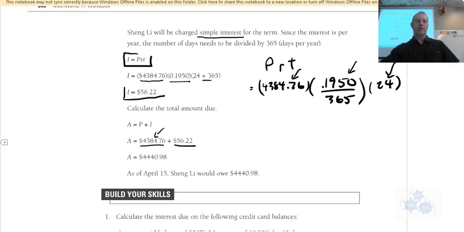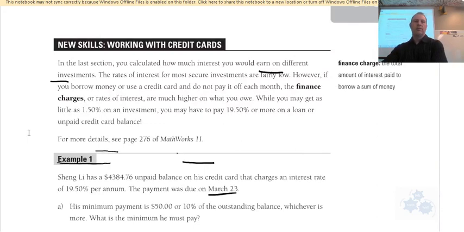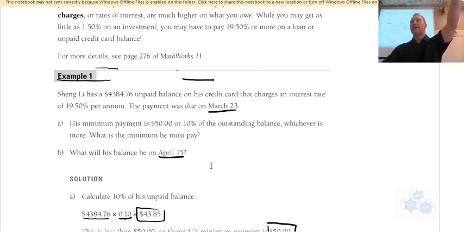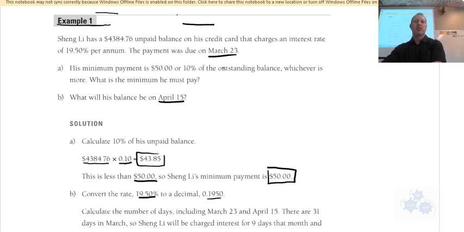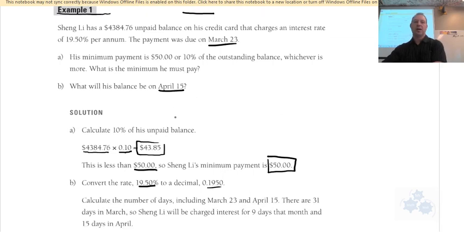Okay, so what did we learn here in this example? Well, first of all, credit cards have a higher interest rate, right? They charge you quite a bit higher. They charge interest daily, and it's usually simple interest per day, okay? Simple interest on the balance.